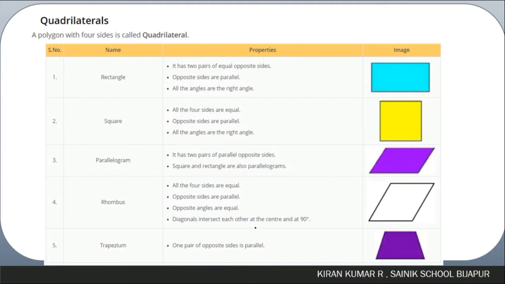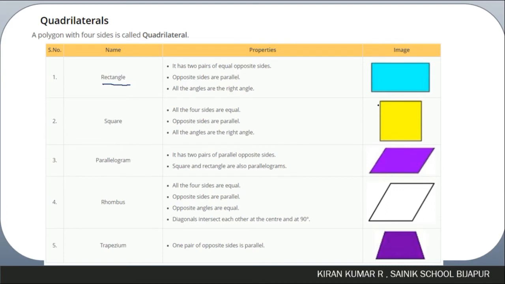Next in line, we have the quadrilateral, which has 4 sides. A quadrilateral is a polygon with 4 sides. There are so many quadrilaterals like rectangle, square, parallelogram, rhombus, trapezium, and also kite. These are different types of quadrilaterals. We shall see a few of the properties of each one of these quadrilaterals.